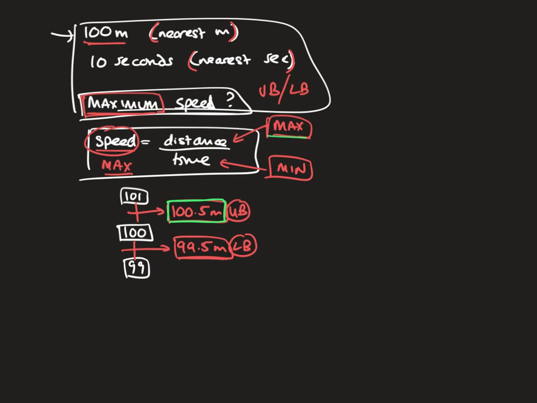Now, let's look at our time. We've got our 10 seconds, and that's to the nearest second. Well, 11 seconds is the next second above that, and 9 seconds is the next one below that. So our midpoints here are 10.5 seconds, and 9.5 seconds, which is the quickest that this person could have run it in. Again, we're trying to find our minimum time, so I'm going to use the lower bound for the time.